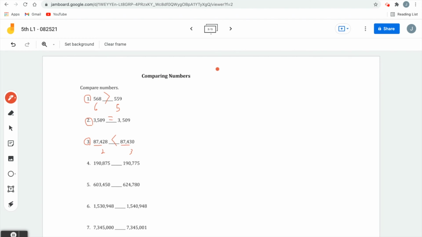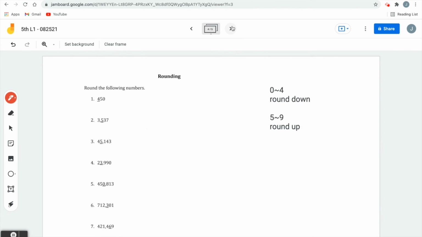Let's move on to the last topic, which is rounding. When we round numbers, we have a simple rule: if the number is 0 to 4, which is less than 5, we're going to round it down. And if the number is 5 or greater, so 5 to 9, we're going to round it up. I'm going to do some examples for you to understand better. Let's look at question number 1 and question number 2.